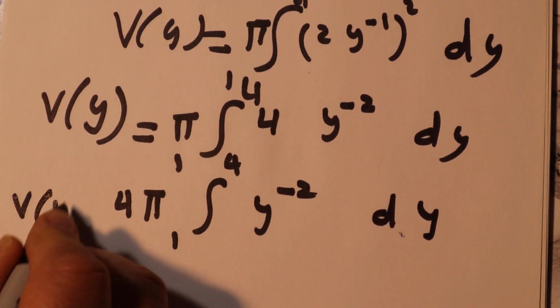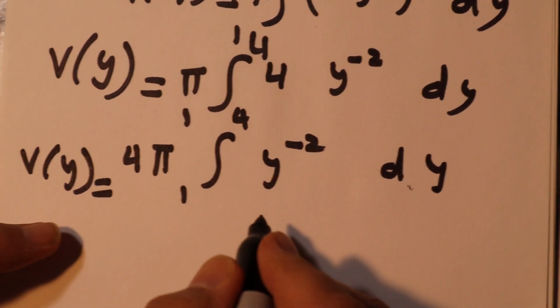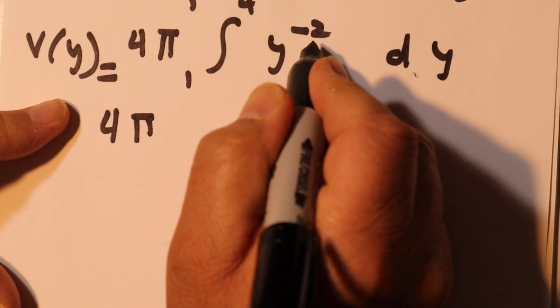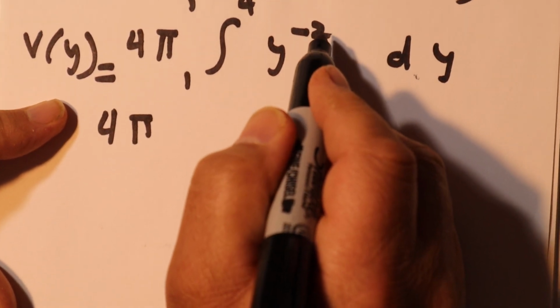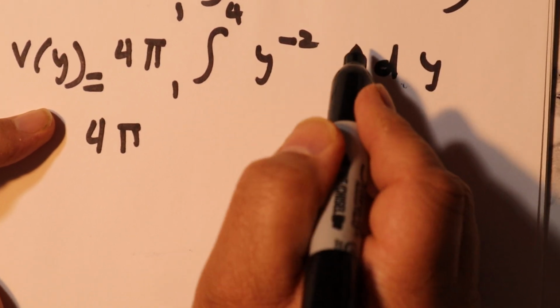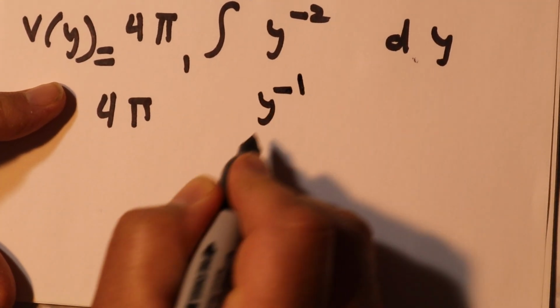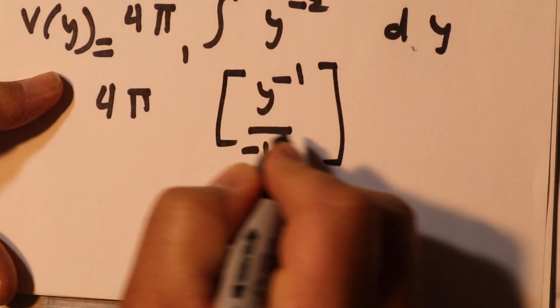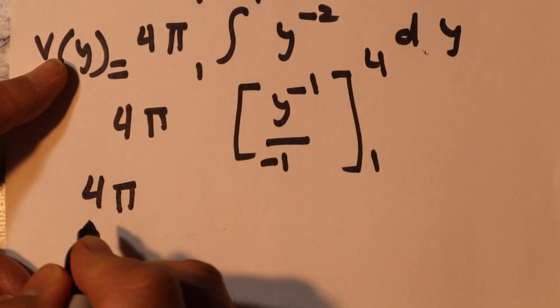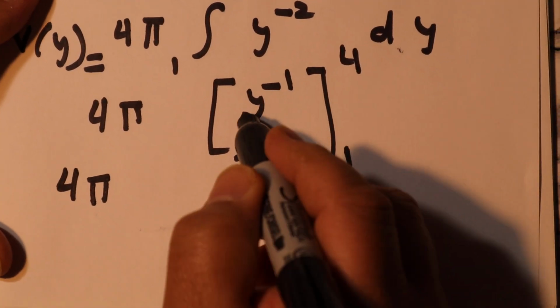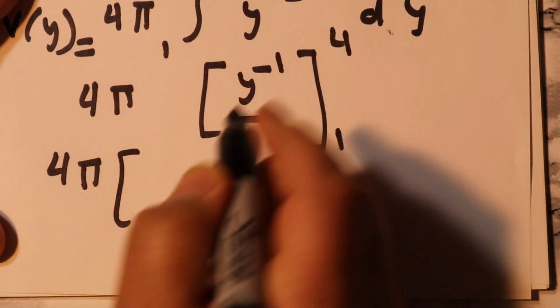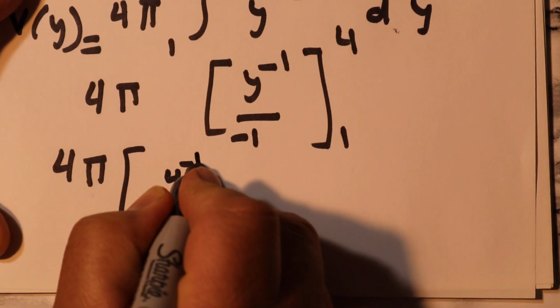Now the function is ready to integrate. Keep 4 pi and integrate y to the negative 2. Remember, we add 1 to the exponent, so negative 2 plus 1 is negative 1, divided by negative 1, with bounds from 1 to 4. So it will be 4 pi outside, and replace y with 4 in here: 4 to the negative 1.